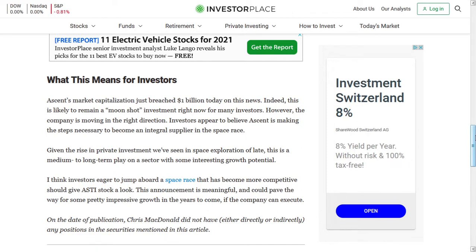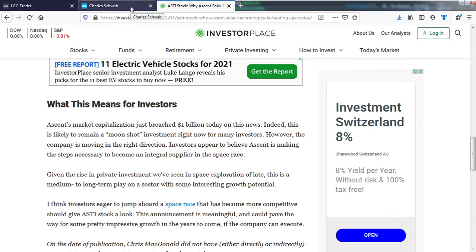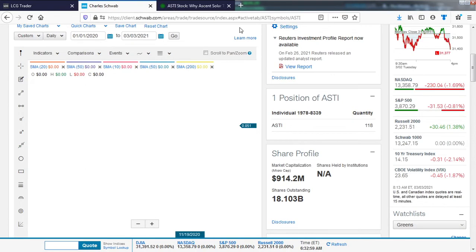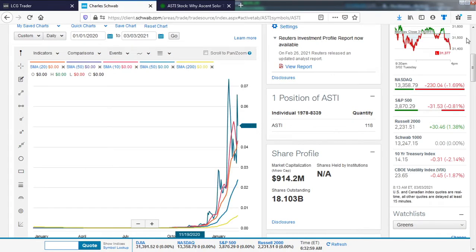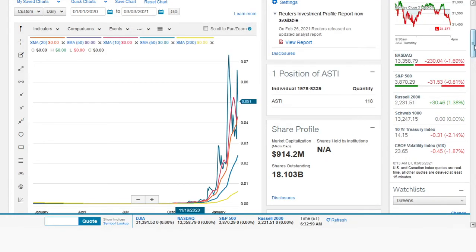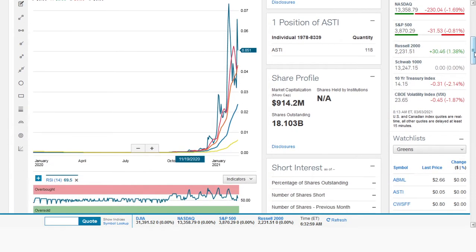And then the author thinks investors eager to jump aboard the space race, which has become more competitive, should give ASTI stock a look. This announcement is meaningful and could pave the way for some pretty impressive growth in the years to come if the company can execute. Okay, so we will include the link for you to read up on your own, and you may have already read it yourself. You can easily find that on Google, but in any case, we're still going to include it.